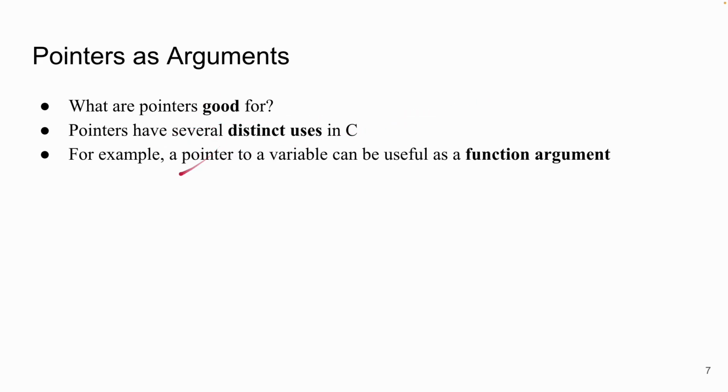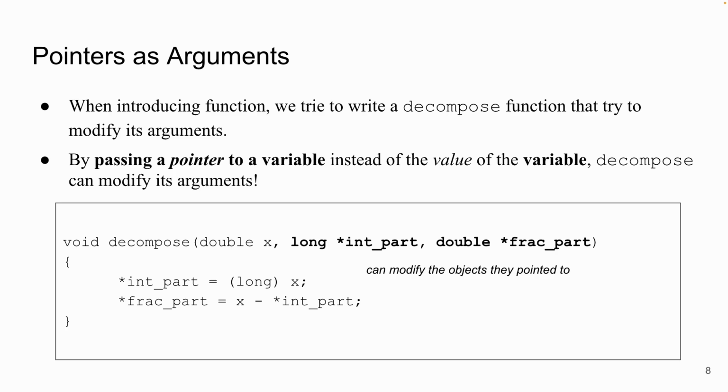For example, we can pass a pointer to a variable to a function. That is, we use the pointer variable as the function's argument. If you still remember, we introduced this decompose function when we introduced functions in the previous lessons. When we introduced it, what we were trying to do was write a decompose function that modifies its arguments. So we want to modify the arguments we pass here.